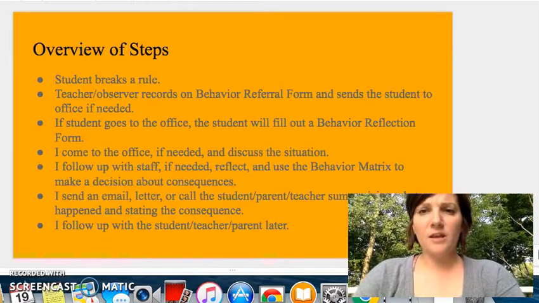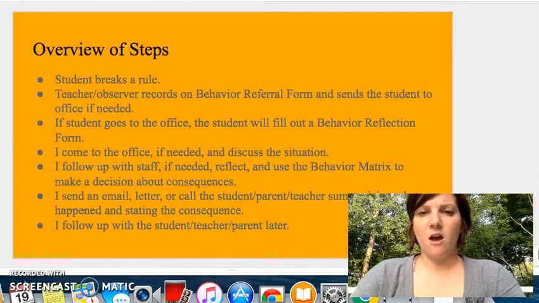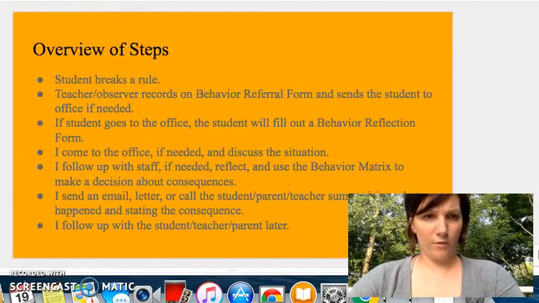If the student goes to the office, they'll now fill out something called a behavior reflection form. I will come to the office if I need to discuss the situation with the student. I'm going to follow up with staff if I need to. I'm going to make decisions based off of reflections and talking with the staff member and the student. I'm also going to use a behavior matrix, which will help guide my decisions in the discipline process. Then I'm going to send out an email or letter if need be to notify the student, the staff member, and the families of what happened and the consequences. And then I'm of course going to follow up a week or so later to make sure that we're all on the same page and everything's still going well.